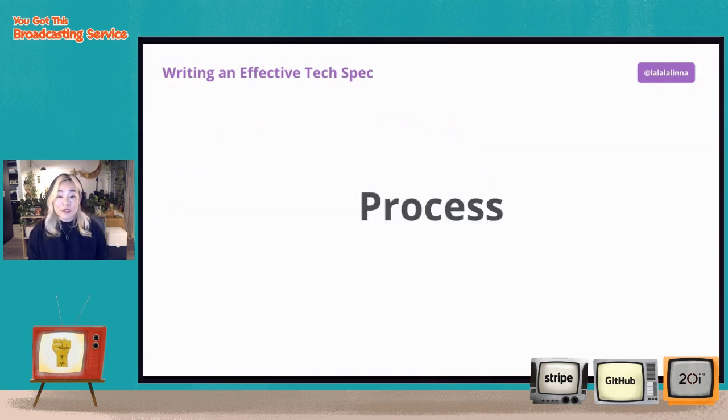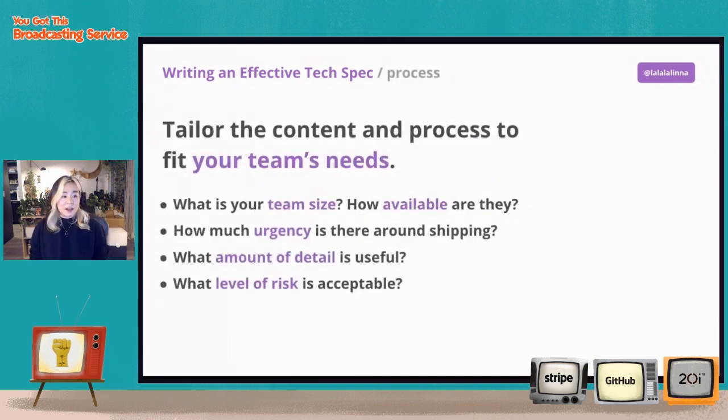So we've talked a lot about what is actually in it. Let's talk about the process. And again, this is sort of dependent on your team's needs. You should be tailoring the content and process to what works for you and your team.